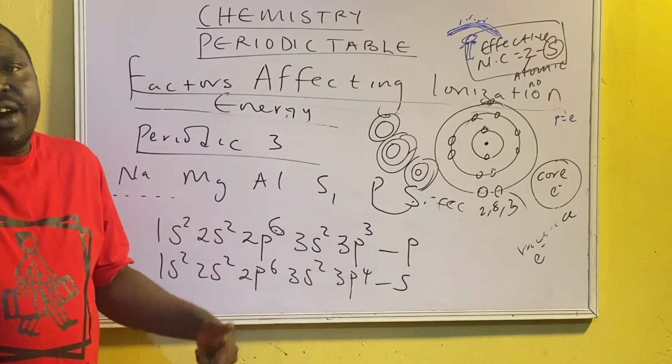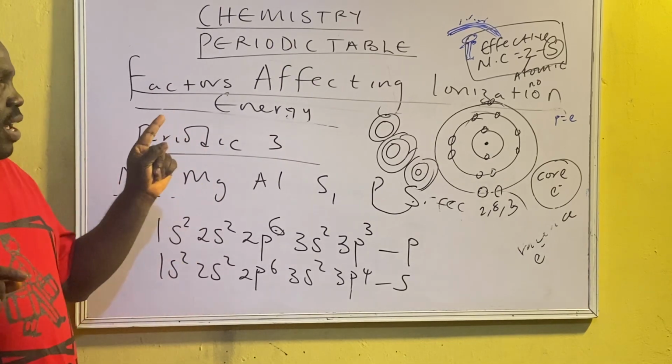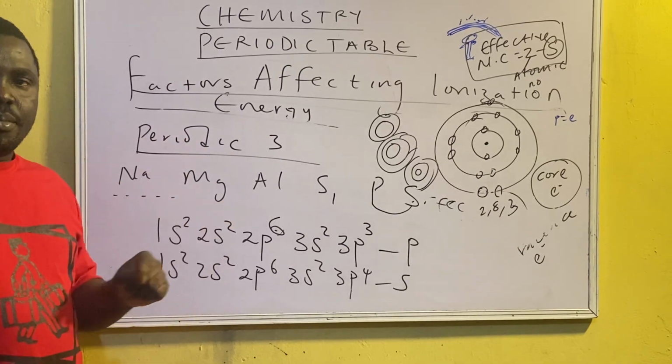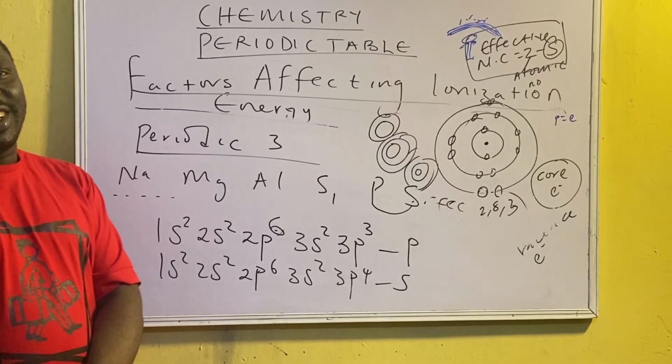So it therefore means that the stability rule interferes with ionization energy, thereby becoming a factor that influences ionization energy.